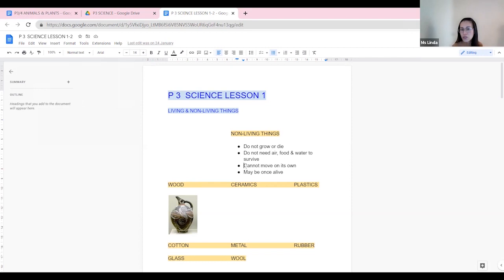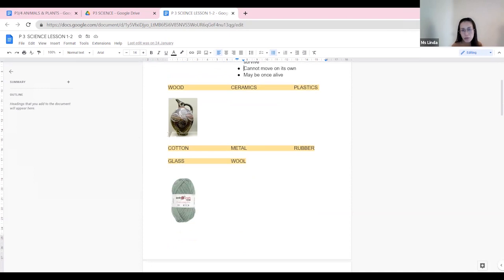It cannot move on its own, and it may have been alive once. For example, wood. Wood comes from trees. Trees used to be alive before we chop them down. So the common materials, you got wood, ceramic, plastics, cotton, metal, rubber, etc.